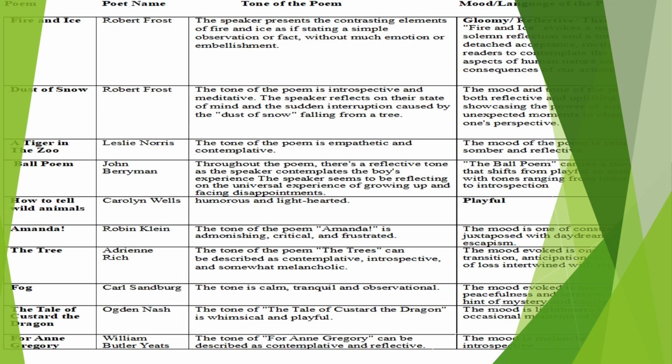Throughout the poem, there is a reflective tone as the speaker contemplates the boy's experience. The speaker seems to be reflecting on the universal experience of growing up and facing disappointments, whereas the mood is completely shifting from playful to somber. Now, How to Tell Wild Animals, the poem which is written by Carolyn Wells, shows a humorous as well as light-hearted tone, whereas the mood or language of the poem is playful.